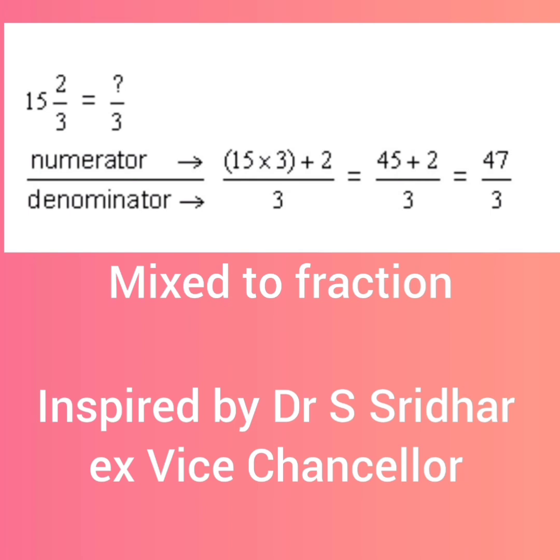That is, the left hand side fraction you can write in the form of 15 into 3 plus 2 divided by 3, which is equal to 45 plus 2 divided by 3. Now on the right hand side the denominator is 3 and the numerator you are getting as 47. So the answer is nothing but 47 by 3. The mixed number 15 2 by 3 is converted to p by q form, which is equal to 47 by 3. So the missing numerator is nothing but 47.